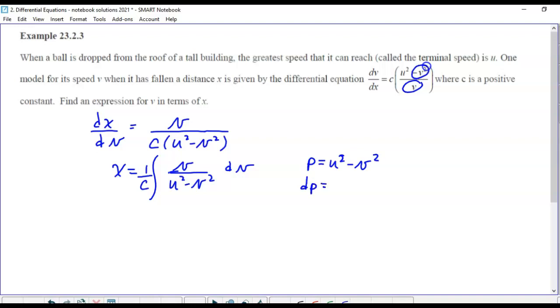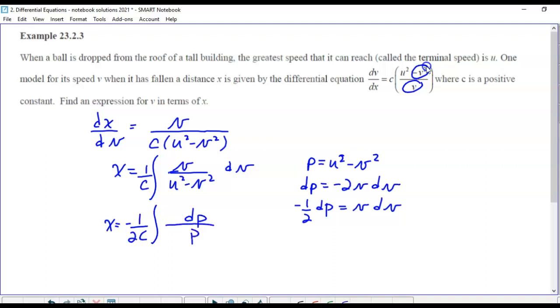So dp equals, u is a constant, so minus 2v dv. So negative 1/2 dp equals v dv. So v dv is negative 1/2 dp. So this, I can factor out the negative 1/2. Put it with the c over p.